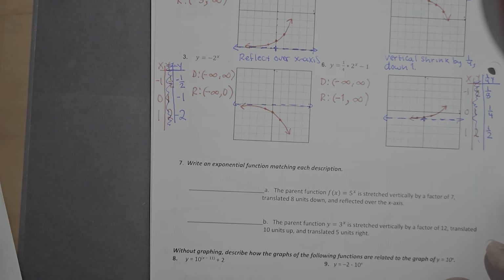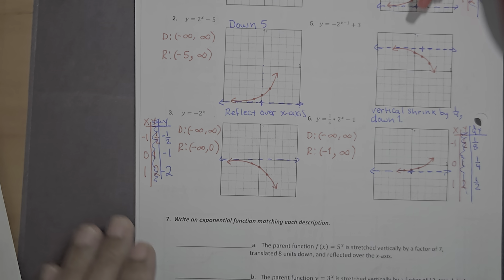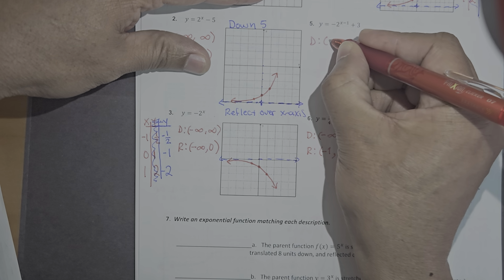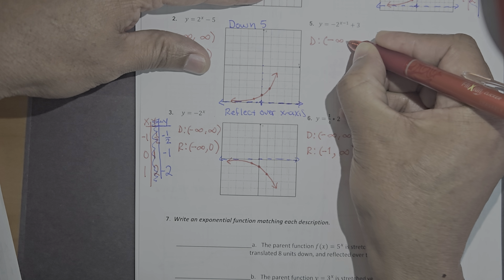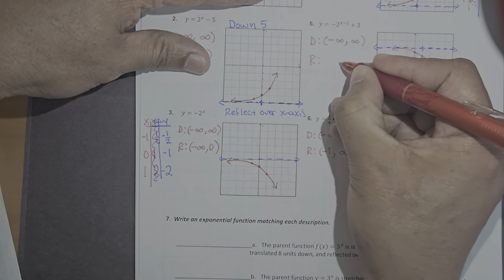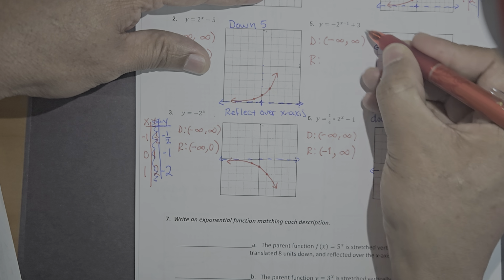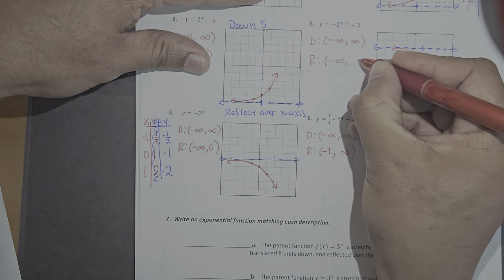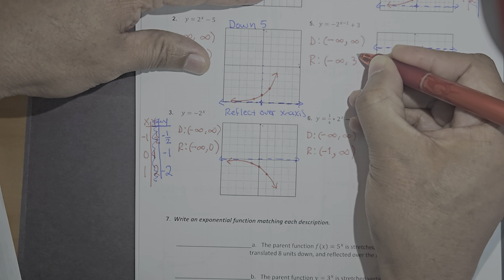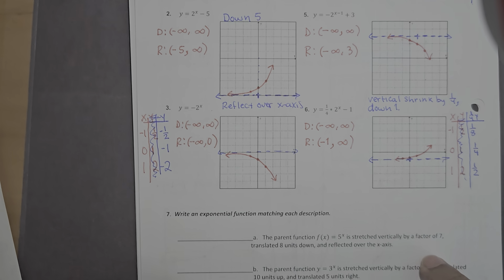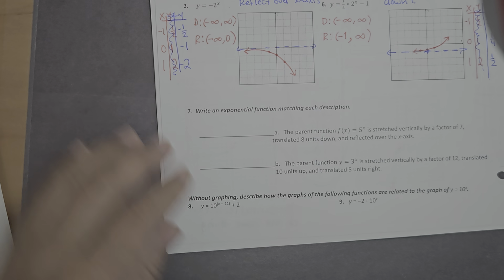Okay. Yes, I forgot to do domain and range for number 5. So let's see. Domain is always, for any exponential, negative infinity to positive infinity. And the range, this one goes from 3, it goes down. So that means negative infinity as it goes down, but then it approaches 3, but it doesn't get to 3. Okay? So let's go down to the next part.